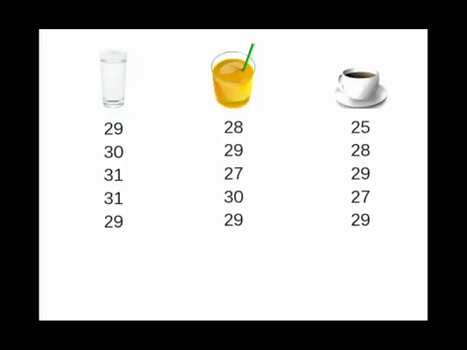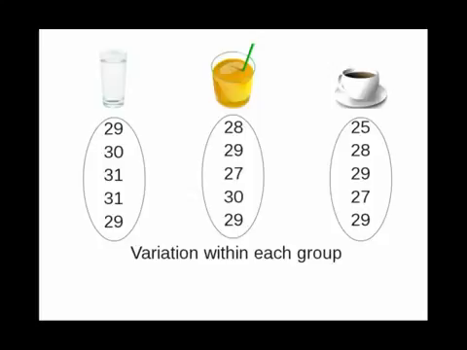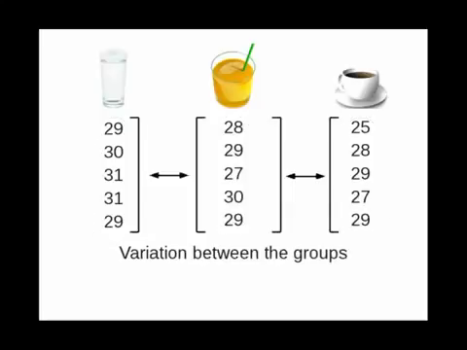When you do the experiment, the scores won't all be the same. The total variation of all the scores is made up of two parts. The variation within each group, because the people in each group have different reaction times, and the variation between the groups, because the drinks you gave each group are different. Here's an example.